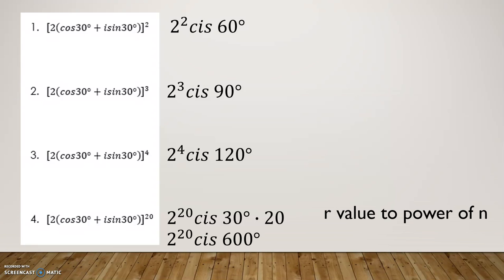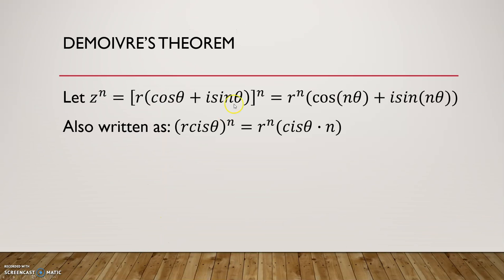So in the end, our r value is always going to be to the power of n, whatever this value is on the outside. And the angle is always going to be multiplied by that n value, what's on the outside here. And that's what this theorem is, De Moivre's theorem.